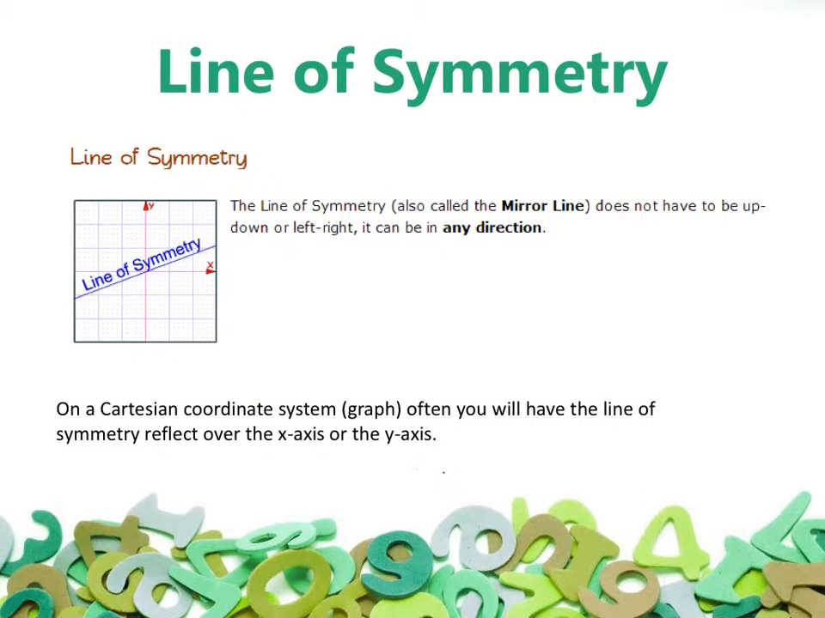Again, a line of symmetry is also called the mirror line. In our examples, we will have the line of symmetry be the x-axis or the y-axis. And occasionally we will have them be on a diagonal.